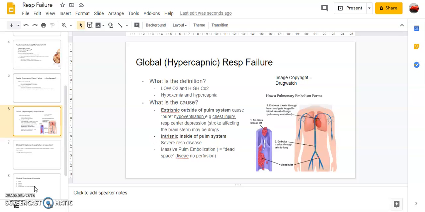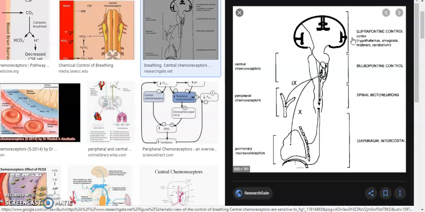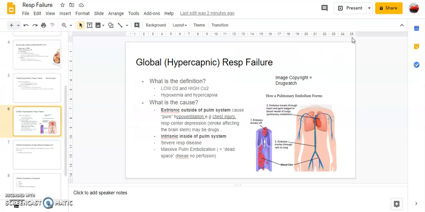So you can have a severe respiratory disease. The causes can be divided within the pulmonary system or outside the pulmonary system. Outside the pulmonary system can be any sort of problem with our respiratory center. So your respiratory center depression could be due to trauma, or you're going to have pure hypoventilation when you have some sort of chest injury.